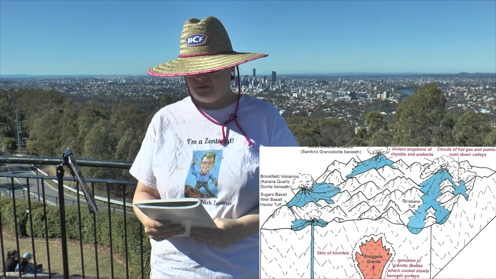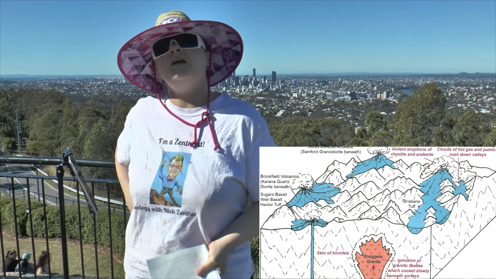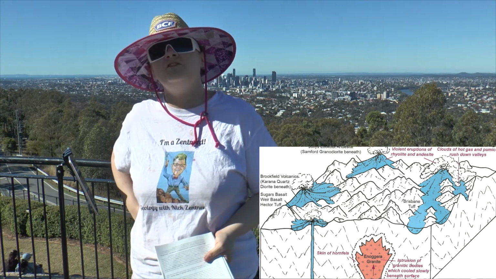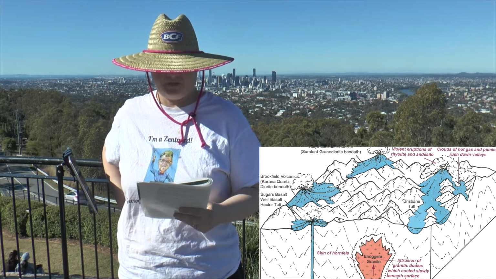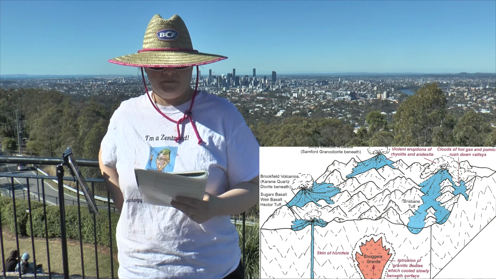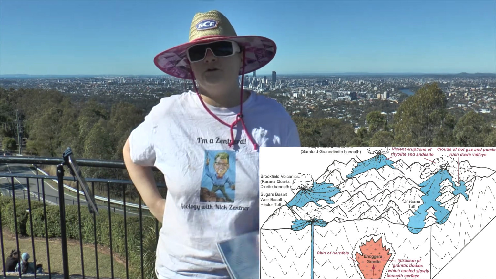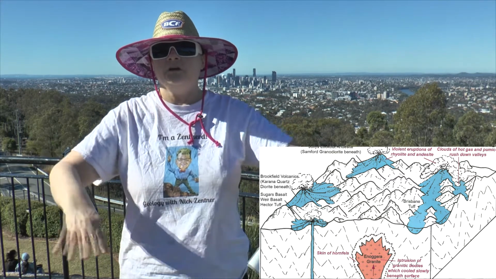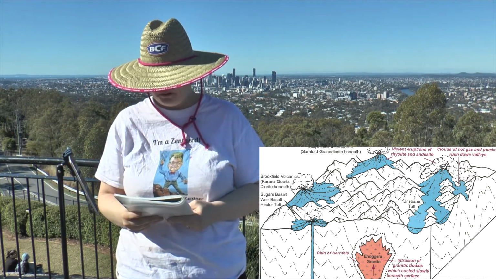andesite. Now the Jolly's Lookout andesite is out near Samford to the northwest. I'll have to take you there, that's a lovely valley. And underneath that, you've got your Samford granodiorite, which is another intrusion. So this is the Enoggera Granite, and then you've got Samford, and there's one a bit further north.